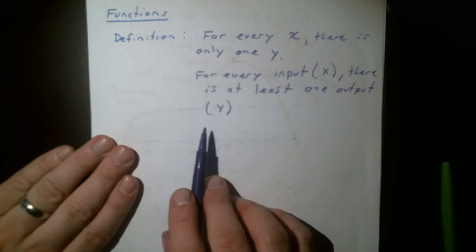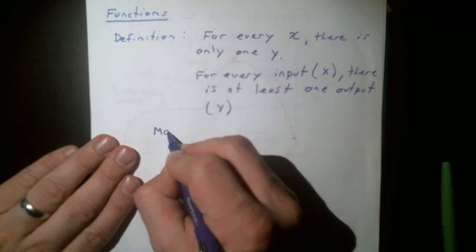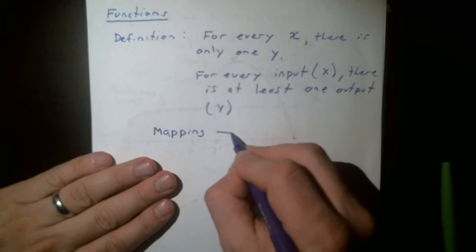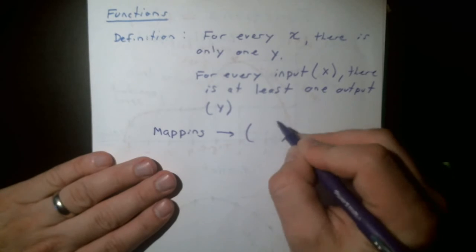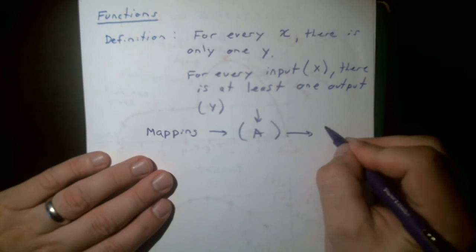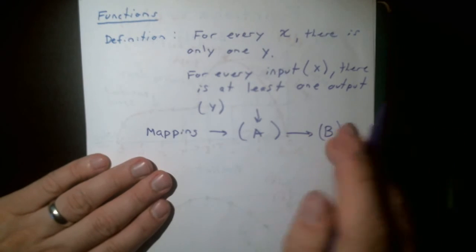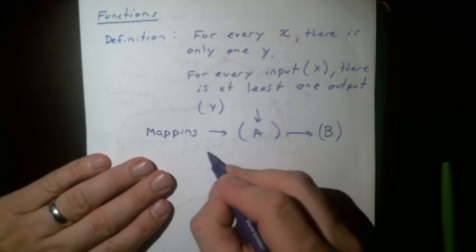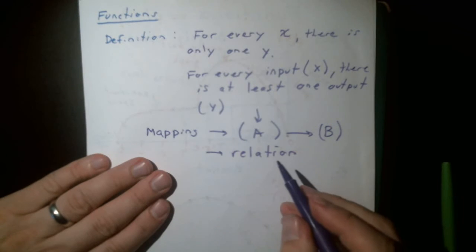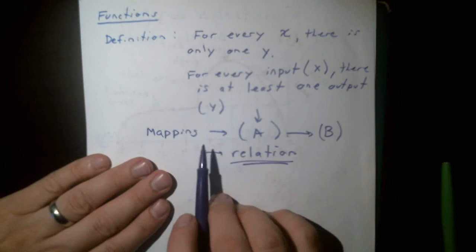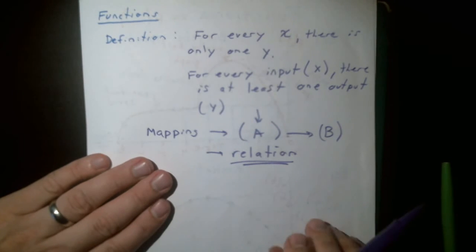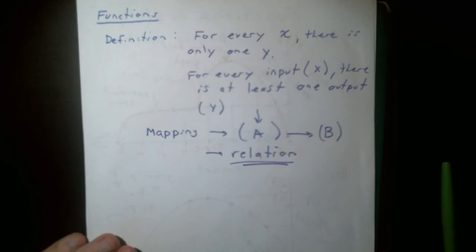Really, a function is a mapping. When I say a mapping, it's like taking some group, let's call it group A, and you're going to some group B. You can think of this as a relation. It's a relation. It maps stuff from the A group to the B group. Okay? So that's what's going on with this.